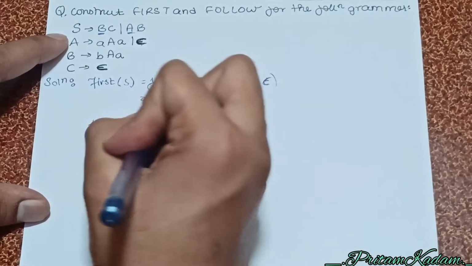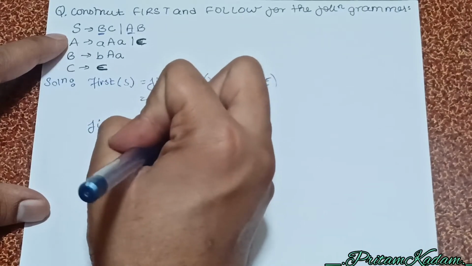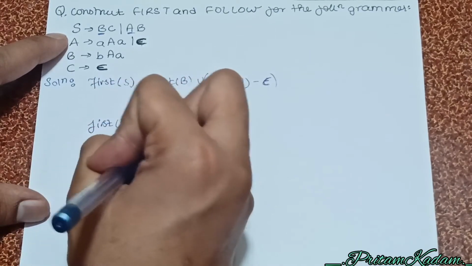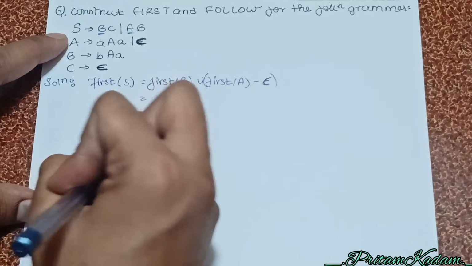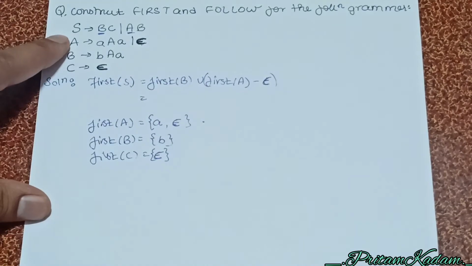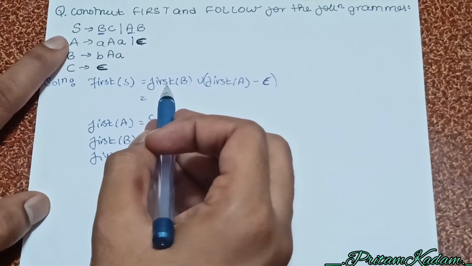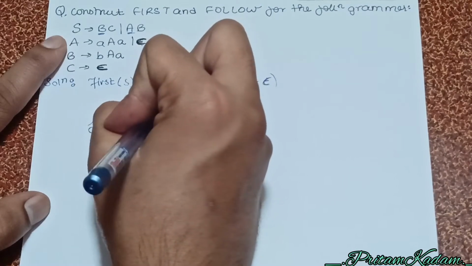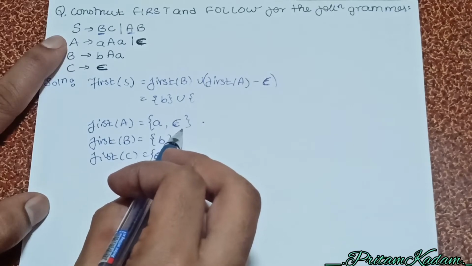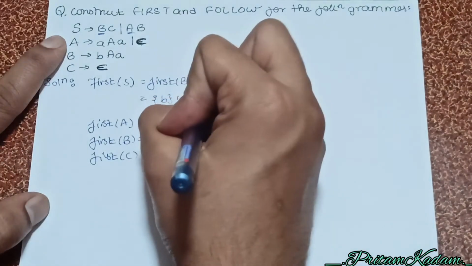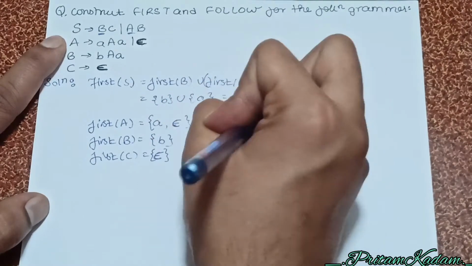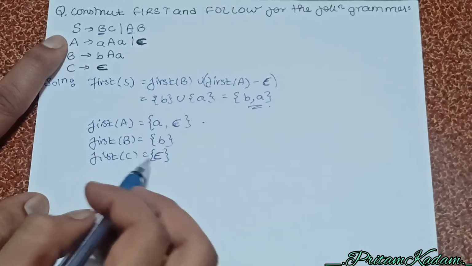So first of A is small a and epsilon, and we have the first of capital B as small b, because capital B produces small b, capital A, small a. And for C we have the first as epsilon. So first of B is small b itself, and first of A is small a and epsilon, but we will remove the epsilon, so I will only write a over here. Now b union a is b comma a. So we have got the first of all the non-terminals.